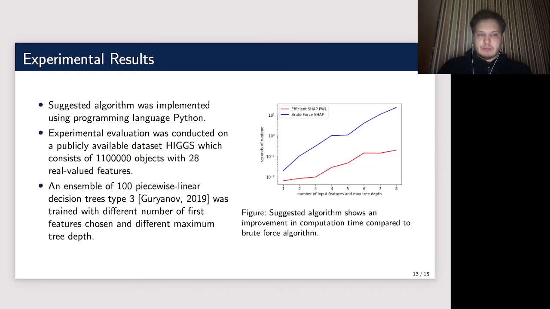Suggested algorithm was implemented using programming language Python. Experimental evaluation was conducted on a publicly available dataset Higgs, which consists of 11 million objects with 28 real-valued features. An ensemble of 100 piecewise linear decision trees type 3 was trained with different number of first features chosen and different maximum tree depth. Suggested algorithm shows an improvement in computation time compared to brute force algorithm.